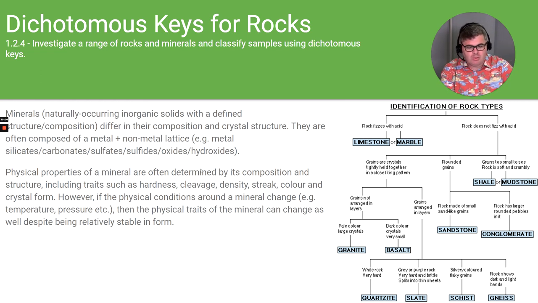Now, the physical properties of a mineral are often determined by its composition and structure, like the ones we looked at in the last slide. However, if the physical conditions around a mineral change, for instance, if I increase or decrease temperature or pressure, then the physical traits of the mineral can change as well, despite being stable in form. So it's much like how if I superheated a piece of metal in metalwork and I curved it around and I was using it to make a candelabra or something, then I rapidly cool it down, I have changed the shape of this material. If I kept doing this, heating and cooling it, I would have made it more brittle as well. So that's just an example.